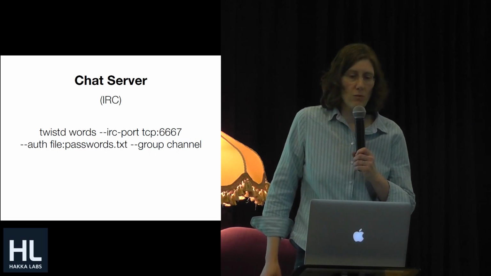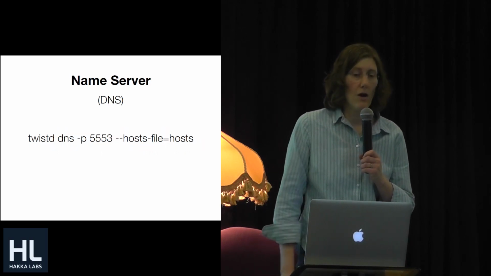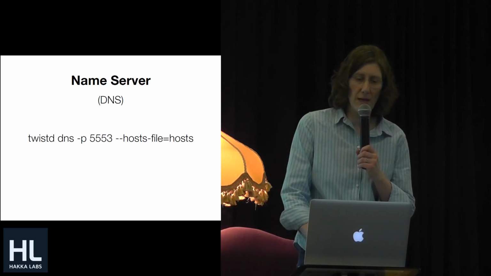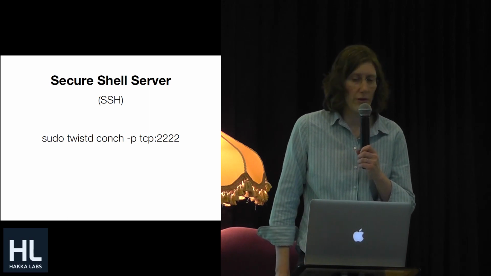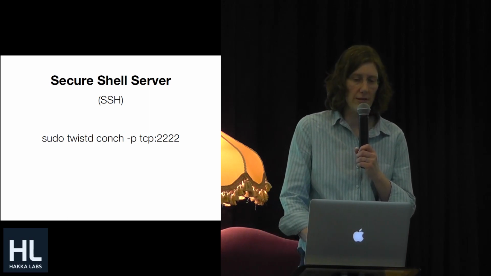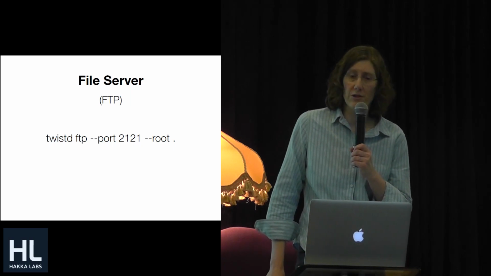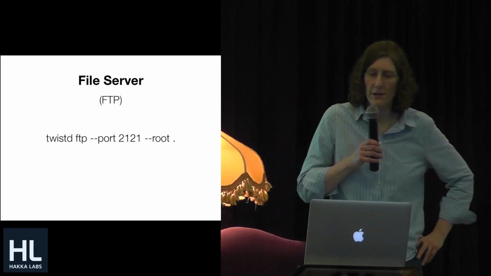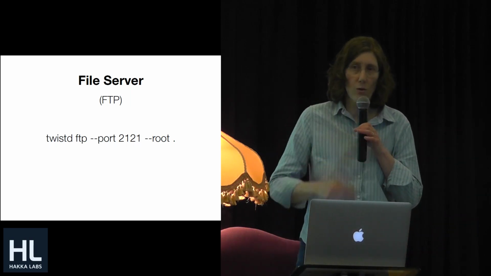We could run a chat server, which authenticates users from the information in a file, or a name server, which uses information from a host file to translate domain names to IP addresses, or a secure shell server, which authenticates users with the SSH keys on the server. Or we could run a server which shares the files in the current directory. These are all examples of the kind of powerful applications that we can build ourselves with Twisted. Now let's go back to the beginning.